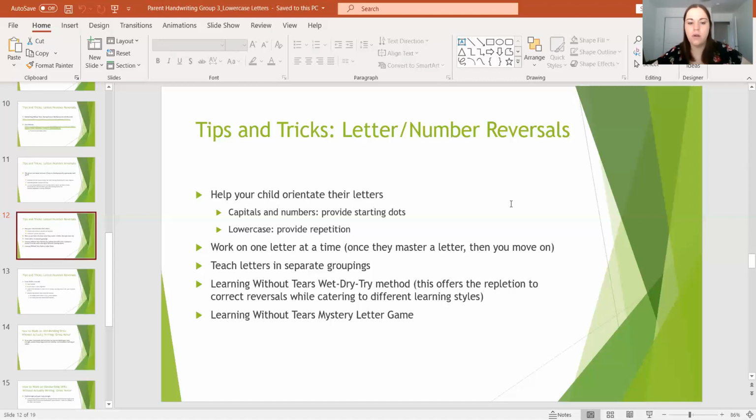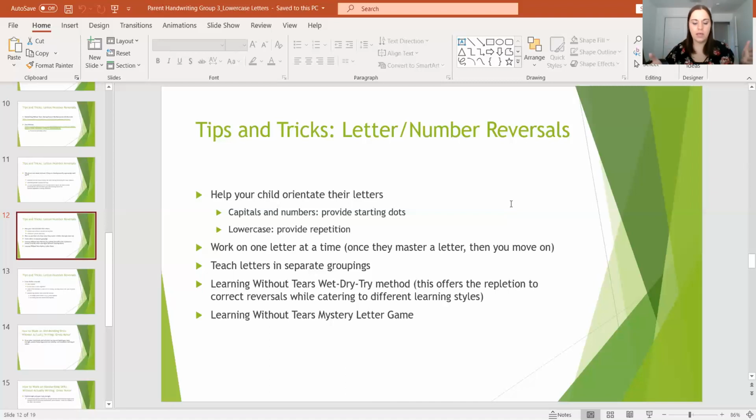Teach letters in separate groups. We kind of already went over this. Letters can be grouped, making sure that similar letters are grouped together, and I'll comment on that in a little bit, so you'll get more information. And then the Learning Without Tears Wet-Dry-Try method. I love this method. It's fantastic. It goes over that repetition component and gives them the imitating, the tracing, and then ultimately the copying. So it's a really great method.